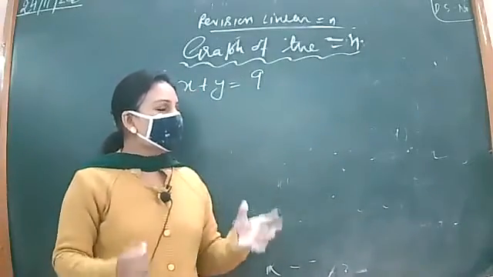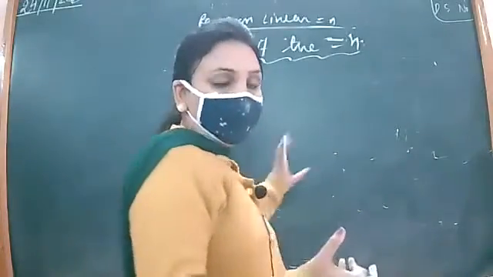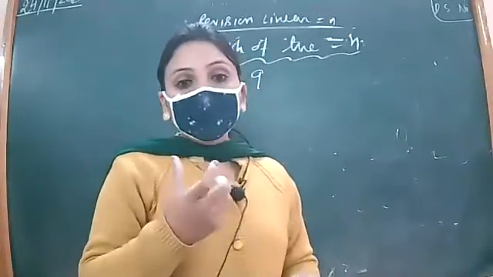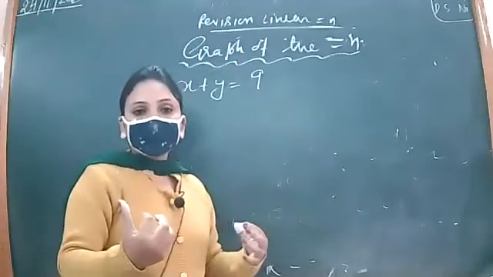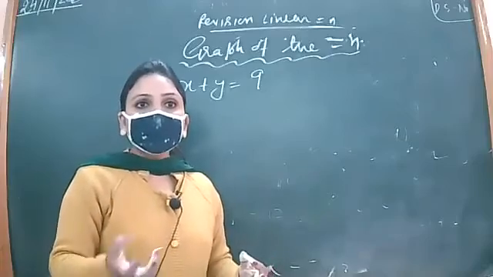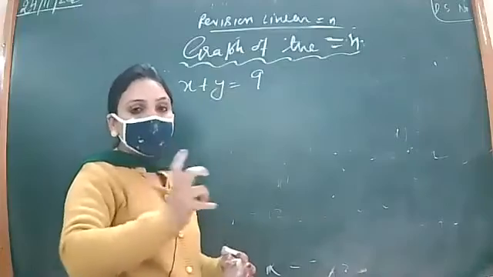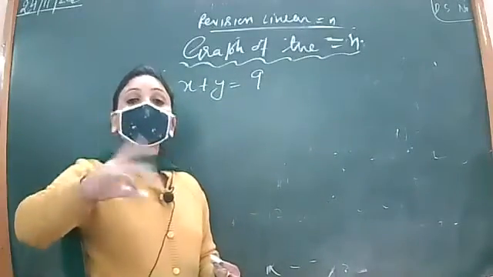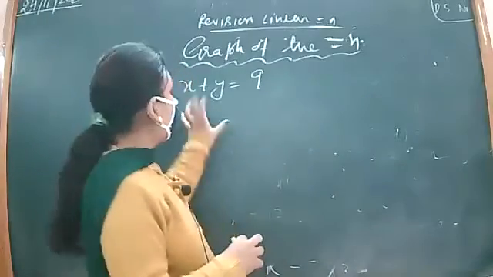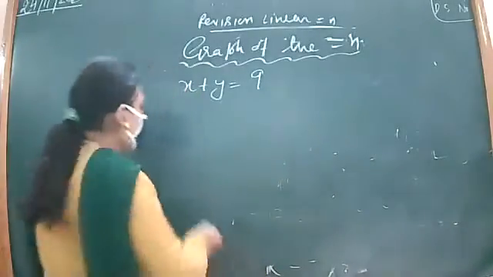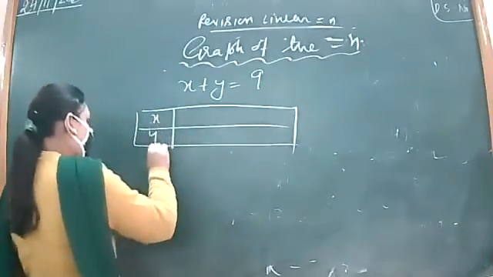We know that a graph is made by points. If we want to make a graph on graph paper, we need points, meaning points as ordered pairs. And to find points, we need solutions. So we will make a table which consists of the solutions of this equation. We will plot those solutions on the graph and we will get the graphical representation of this equation. So let us make a table.